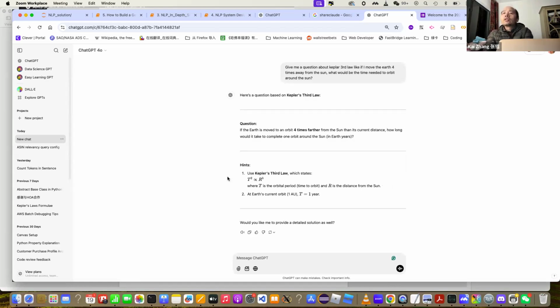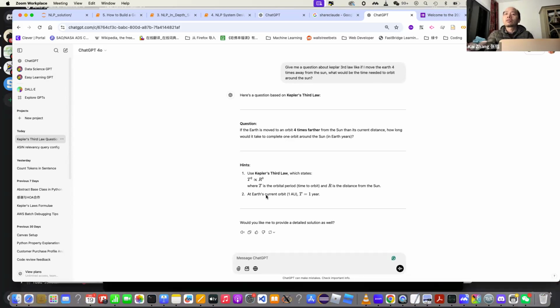Okay, so it tells you that if the Earth is moving in an orbit 4 times further from the sun than its current distance, how long would it take to complete one orbit around the sun in Earth years? So you know that R would be 4. Yeah, that is exactly the question I gave it. So I will answer: because it is 4 here, that would be 8. It would be 8.